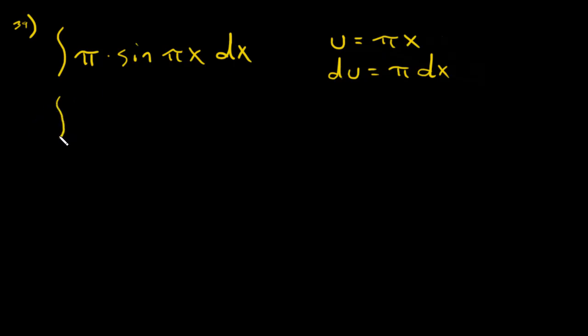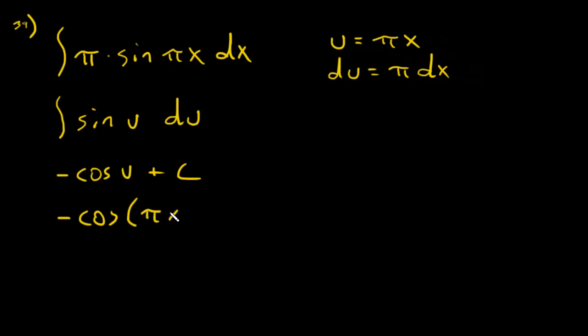This is going to become the integral of sine u du. And I know what the integral of sine u is. What do I have to differentiate to get sine u? Well, I have to differentiate negative cosine u to get sine u, because when I differentiate cosine, it becomes negative sine. Negative, negative cancels and leaves me a positive. So this is my answer. I now just have to substitute back in terms of x. So this becomes negative cosine of pi x plus c.